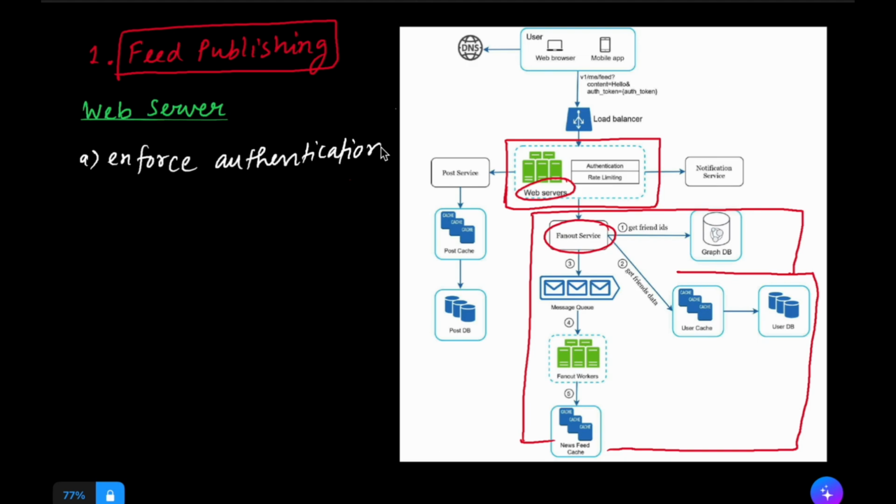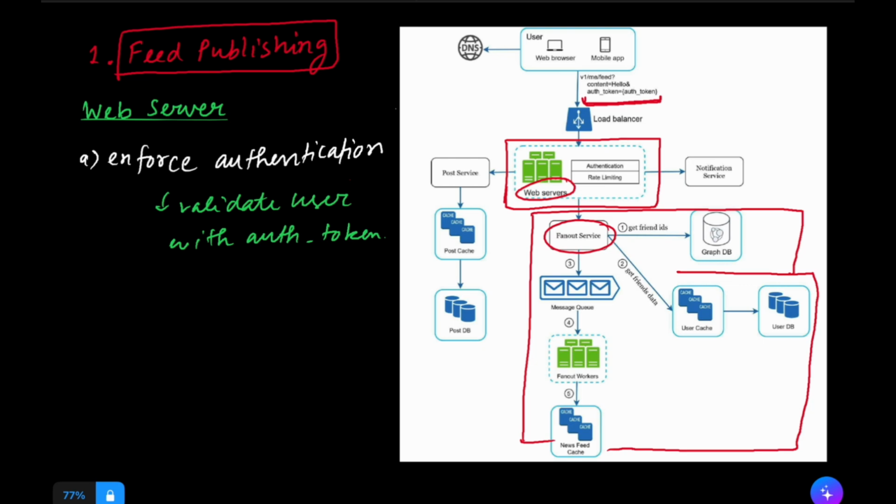So what does it authenticate? If you see here, the user sends an authorization token along with its content. This authorization token is validated by the web server, so that only valid users can post on the social media platform or the particular platform. So it validates the user with the authorization token.